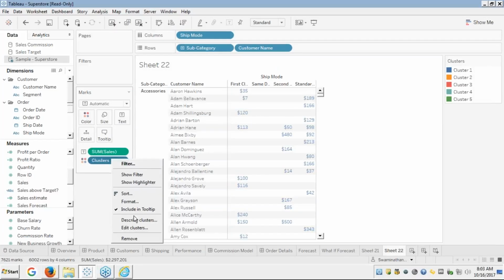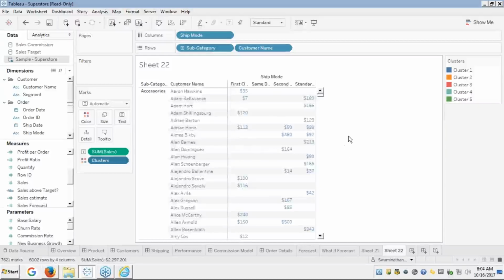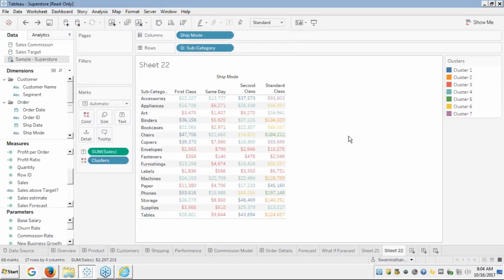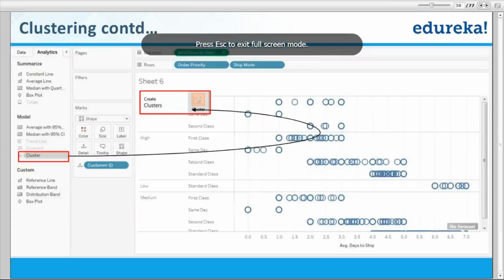If you just right click here and click on describe the cluster, you will be able to see the centers and the data we are getting. So basically the clusters are created based on the number of data and the records you see there. Based on that, it is independent of the view. Okay, so this is what we saw about clusters.